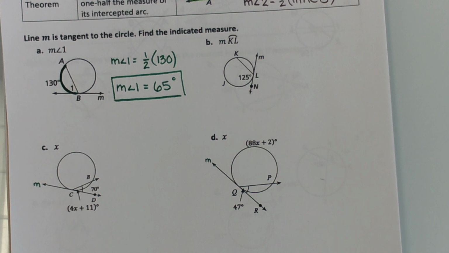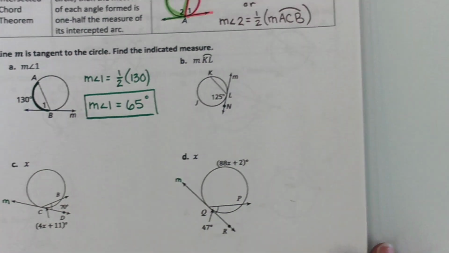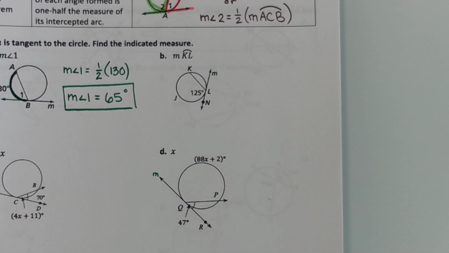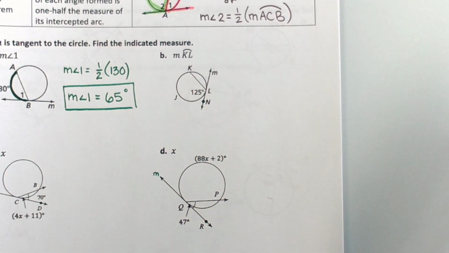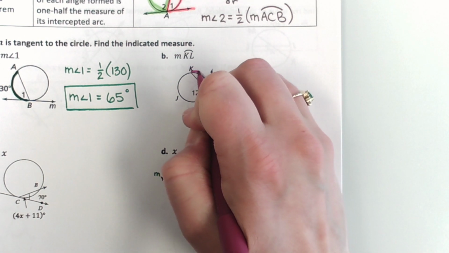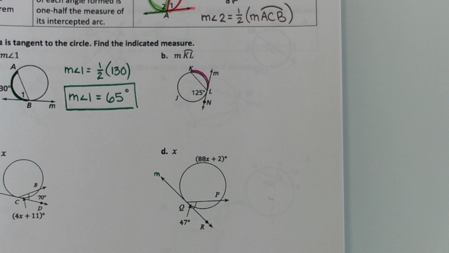Okay, problem B gives me a same style picture. So I'm using that theorem again that says the angle is 1/2 the measure of its corresponding arc. So I've got this 125 degree angle and I am looking for arc KL. Are the 125 degree angle and the arc KL the correct corresponding pair? No. Here's where I've got a couple of options on how to do it.